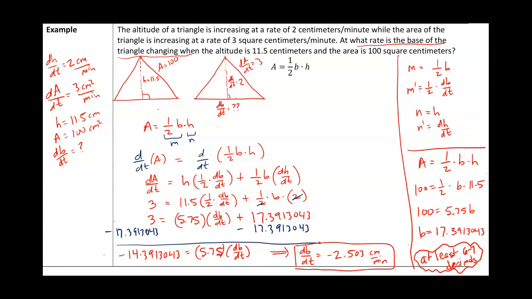Okay, now what does that tell me? It means that my base is changing at a rate of negative 2.503 centimeters per minute when the altitude is 11.5 centimeters and the area is 100 square centimeters. So the main thing here is to start with the formula, take the derivative with respect to time of both sides, and then just plug in all the information you have. That's it.